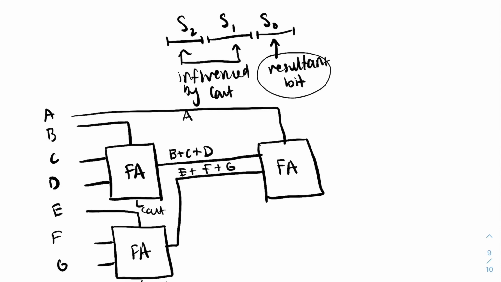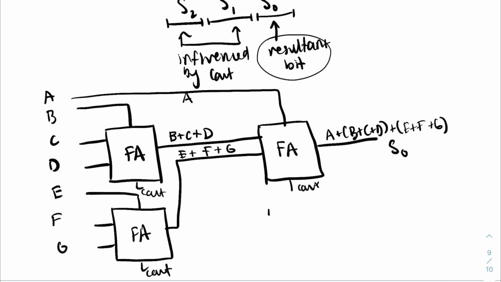Then we're going to feed that into another full adder, which will output A plus the two sums. Great. So this is the bottom resultant bit that we want. This is S0. But we need to deal with all these carry outs that are going to ultimately determine the binary equivalent, right? And so we're going to need to use another full adder, one more, to deal with basically the carry outs.